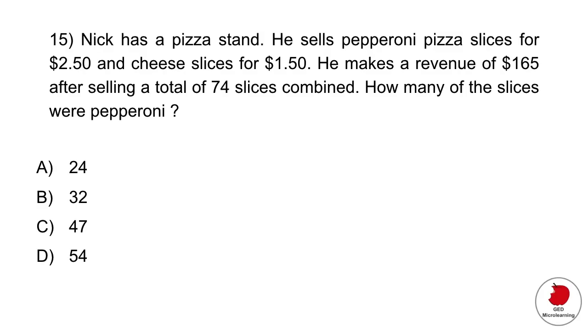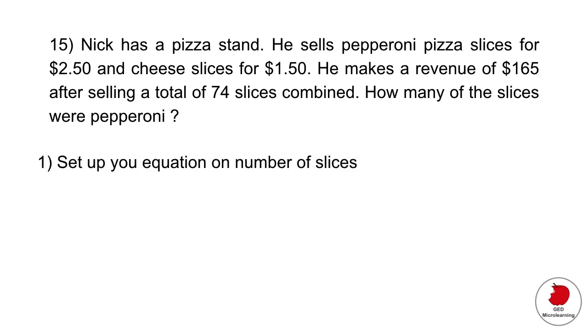Okay, so Nick has a pizza stand. He sells pepperoni pizza slices for $2.50 and cheese slices for $1.50. He makes a revenue of $165 after selling a total of 74 slices combined. How many of the slices were pepperoni? Okay, so this one's a little bit more involved. This is a system of equations problem.